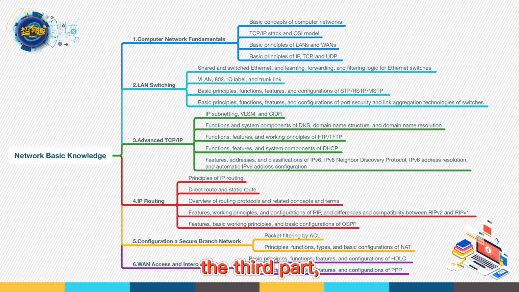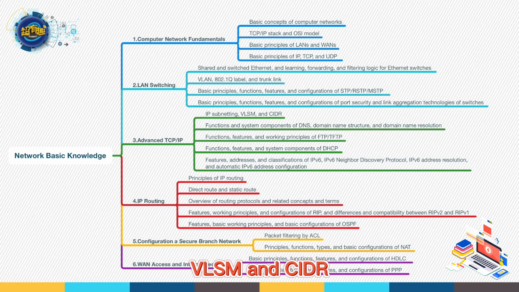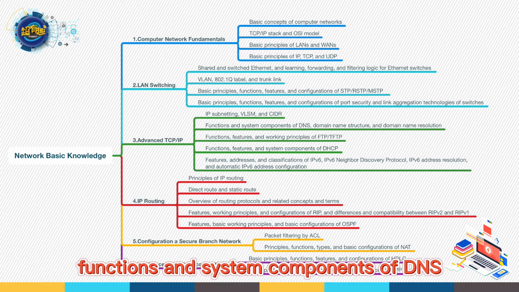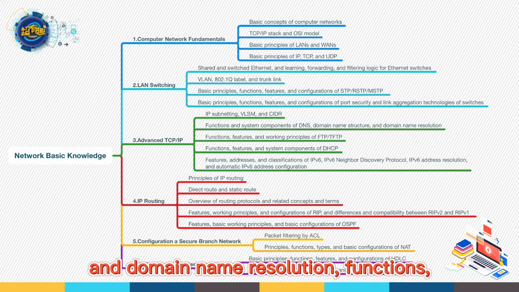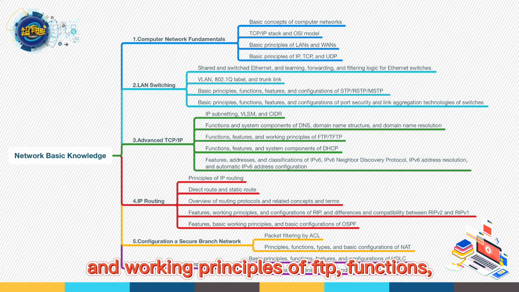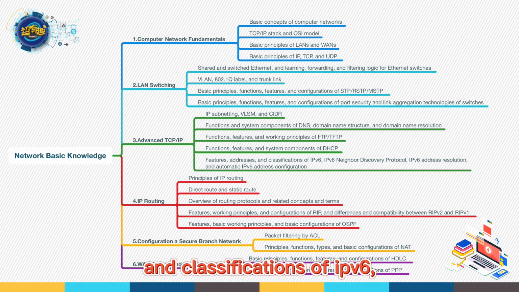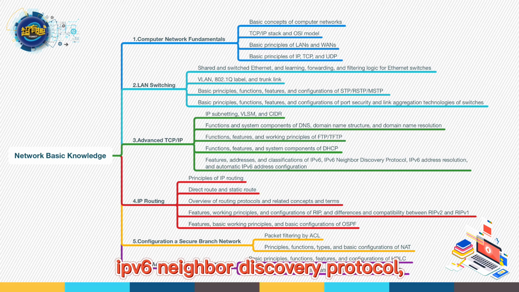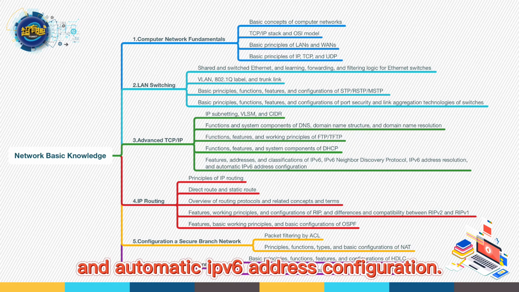And the third part, advanced TCP/IP, includes IP subnetting, VLSM, and CIDR, functions and system components of DNS, domain name structures, and domain name resolution, functions, features, and working principles of FTP, functions, features, and system components of DHCP, features, address, and classification of IPv6, IPv6 neighbor discovery protocol, IPv6 address resolution, and automatic IPv6 address configuration.